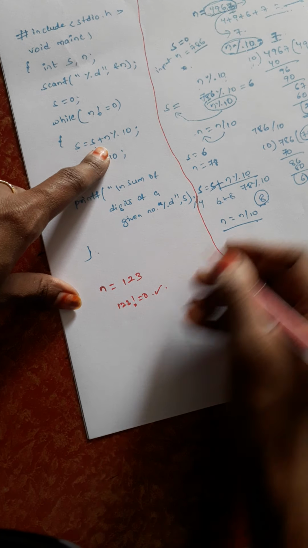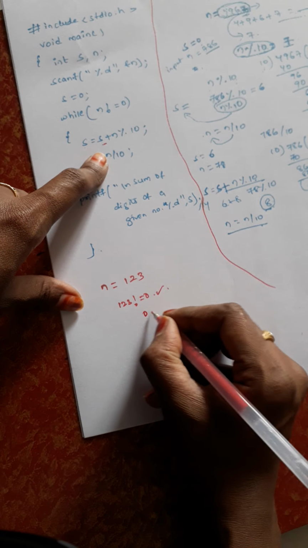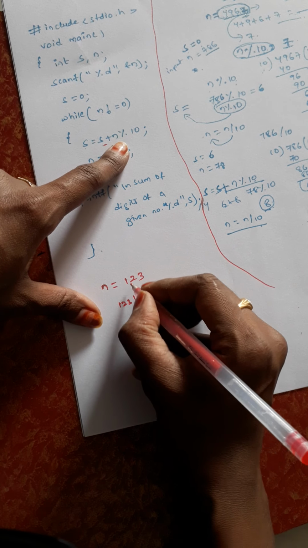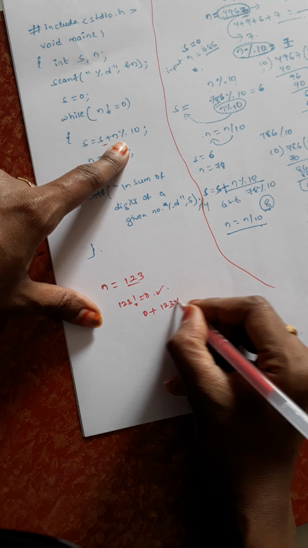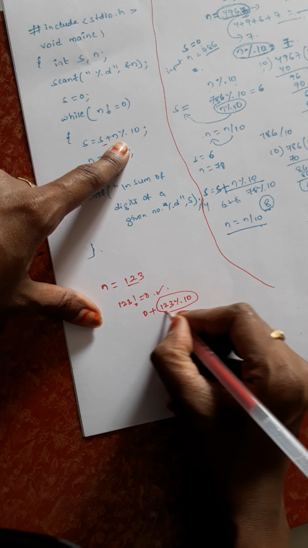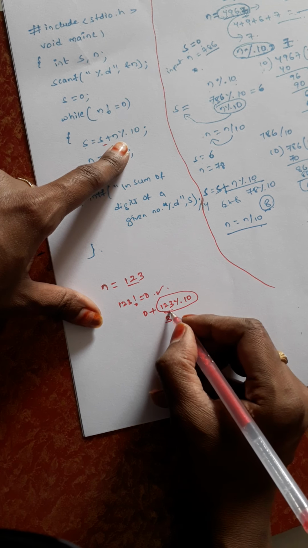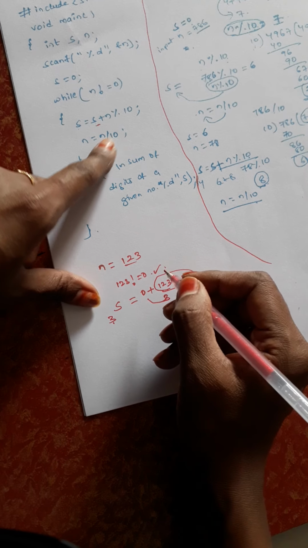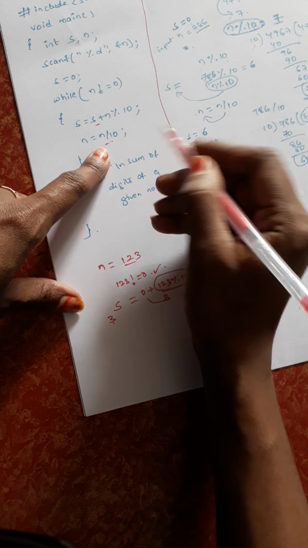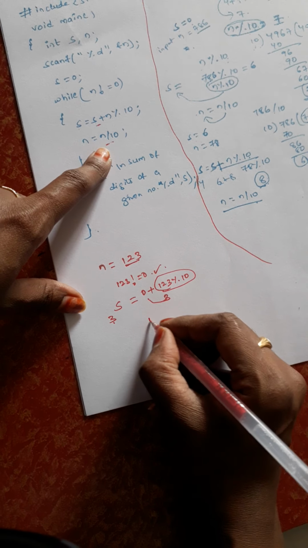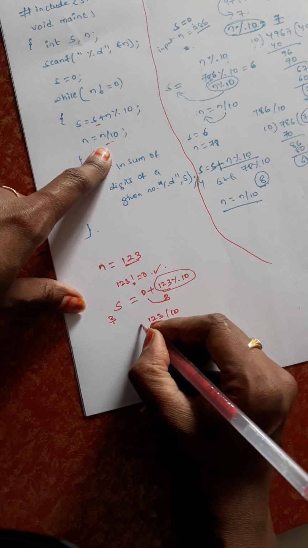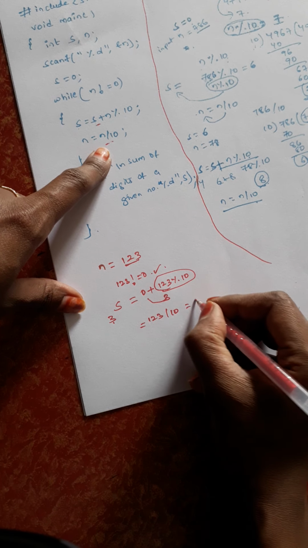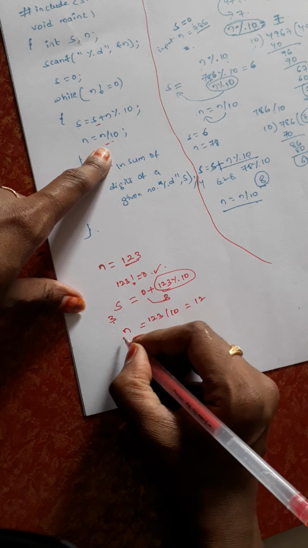What is the initial s value? 0, plus n value 123 modulus 10. What is the answer of 123 modulus 10? 3. So 3 plus 0, 3 is assigned to s. Now s value is 3. Now go to the next step. What is n value? 123 by 10, what is the answer here? 12. Now that is assigned to n.